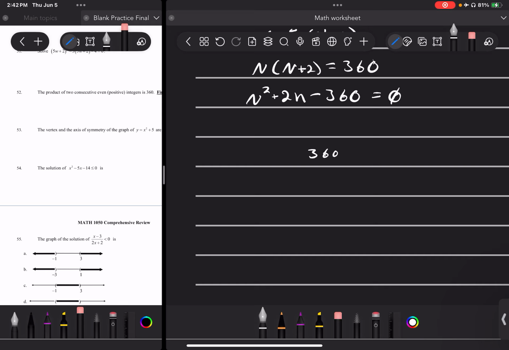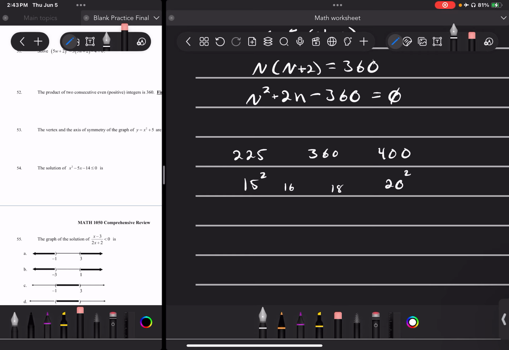Now 360 is close to 400, and that's important because 400 is 20 squared. 5 less than 20 is 15, and 15 squared is 225. If you notice, 360 is between these two numbers. So the two numbers that multiply to 360 have to be between 15 and 20. Well, there's only a couple numbers that are even. There's 16, 18, and the 20 itself.